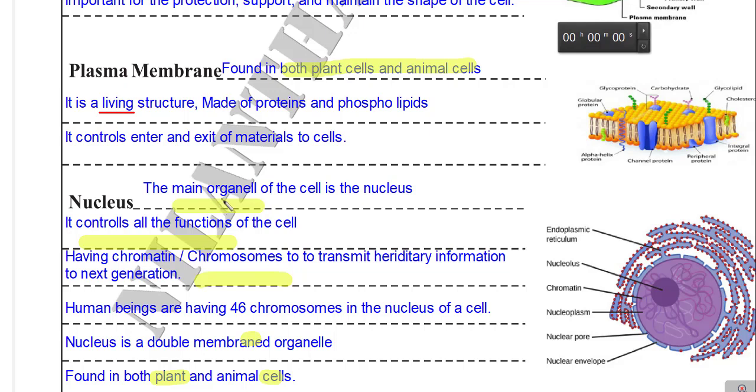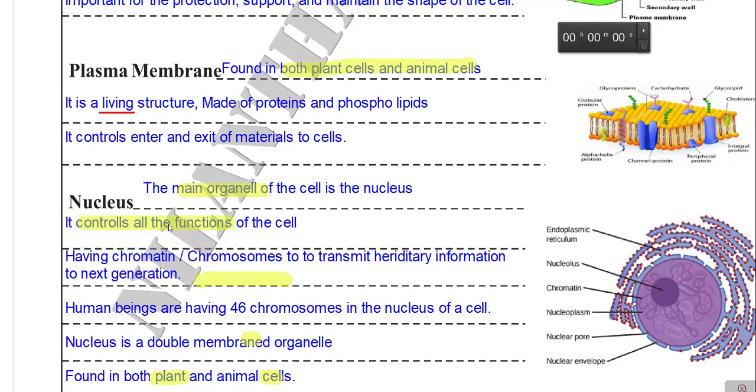Right? The nucleus is the main part of the cell. The main organelle of the cell is the nucleus. Right? It controls all the functions, everything. That's why I called it the principal of the school.